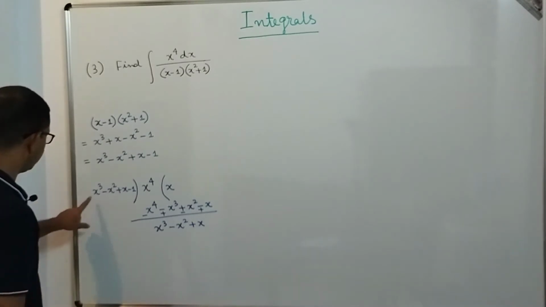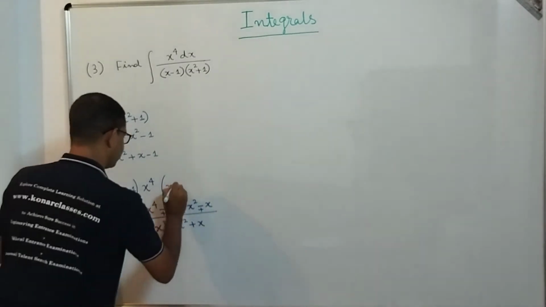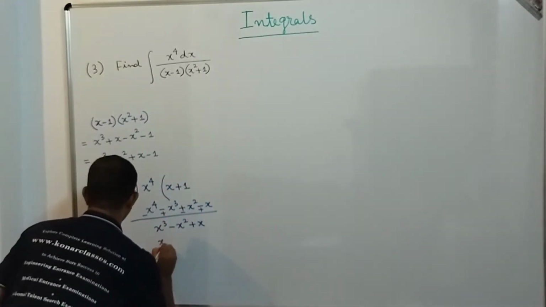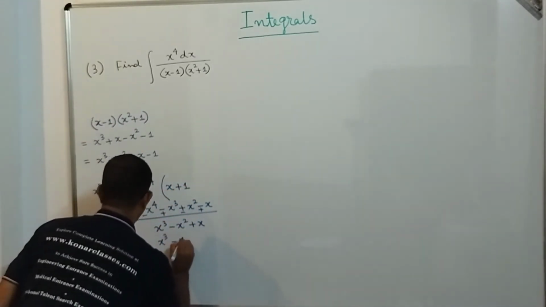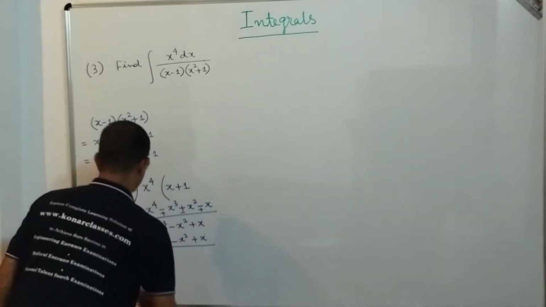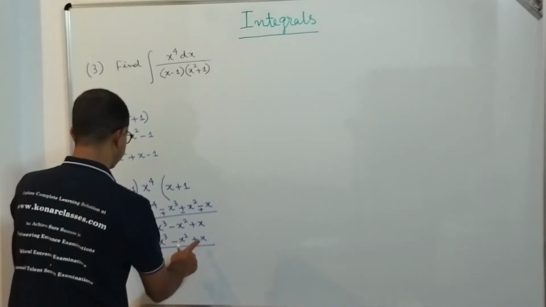After that, what we will do, dear students? Here x cube is already there, so we just write plus 1. So what do we get here? We get x to the power 3 minus x square plus x. Okay, x to the power 3 minus x square plus x minus 1.